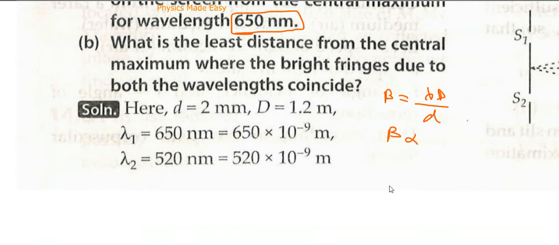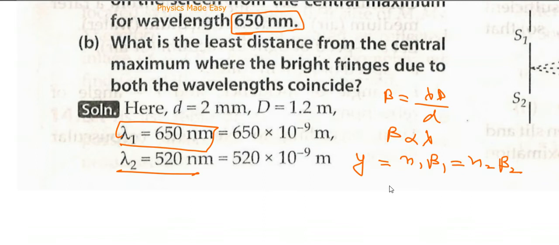Beta is directly proportional to lambda. Now, let them coincide at the y-th point. Y is the distance. Y may be n1 beta 1 for one fringe and n2 beta 2 for the second fringe. Now one wavelength is larger. I have taken lambda 1 as the larger one and lambda 2 as the other, so lambda 1 is greater than lambda 2. It's quite clear from the numerical values. Beta is directly proportional to lambda, which means beta 1 is greater than beta 2.